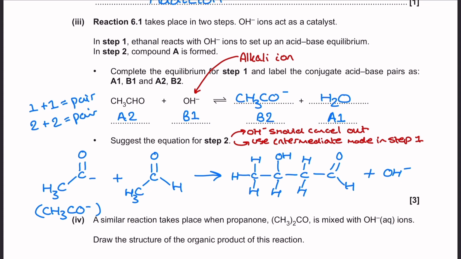A2, and B2. Now remember, 1 and 1 is a pair, 2 and 2 is a pair. So a pair needs an acid and a base. So there's a pair, there's a pair. And the pairs should look like twins, but one of them is wearing a hat. The acid is wearing the hat. The acid has got the extra H+. The only difference between them should be the loss or gain of that proton. Again, I've got another tutorial video if you want it about acid-base pairs.